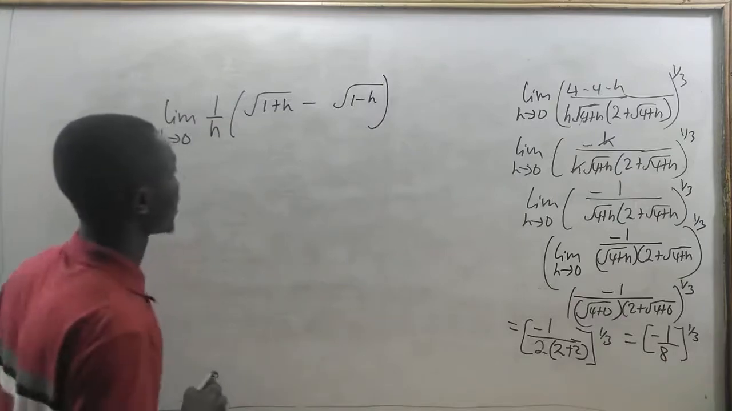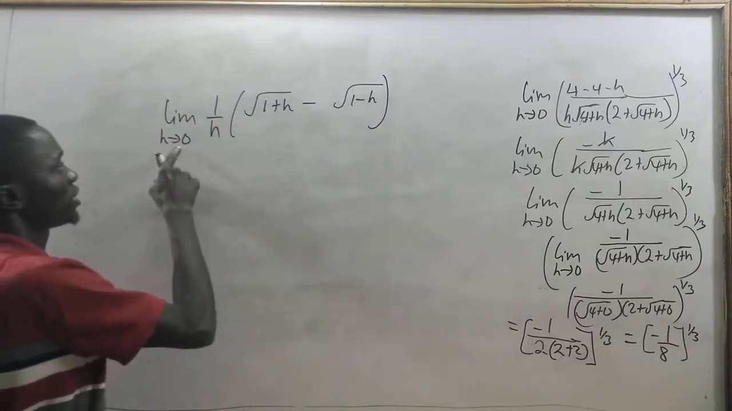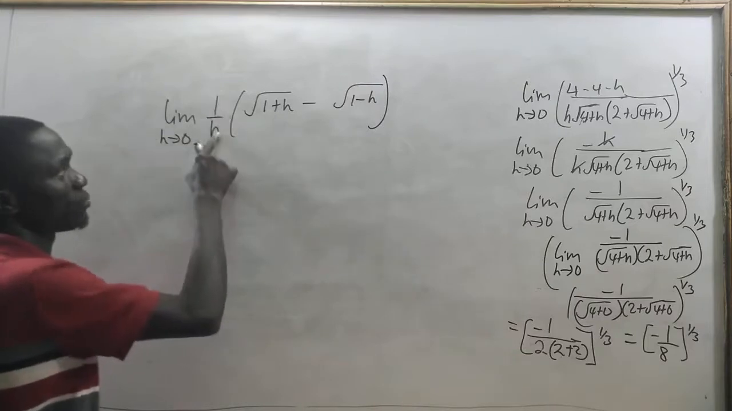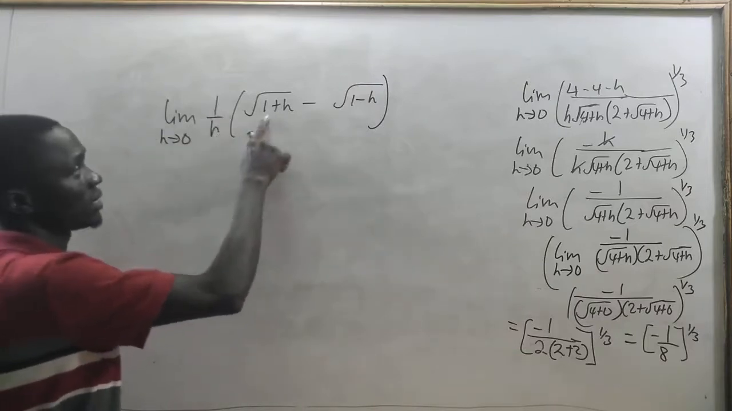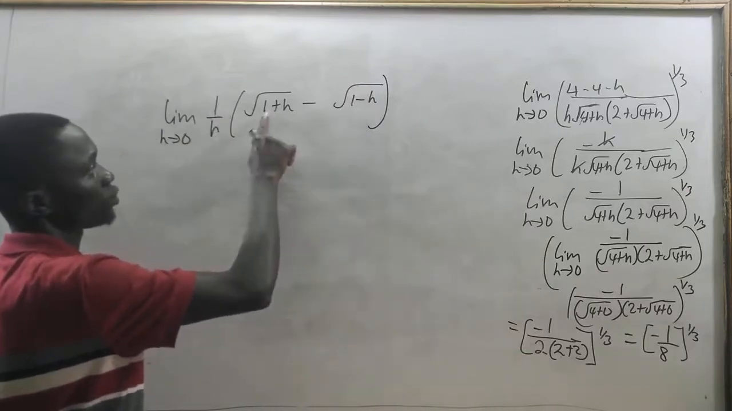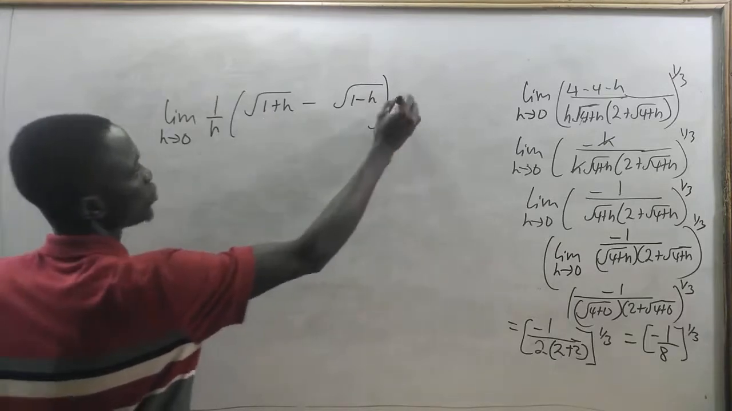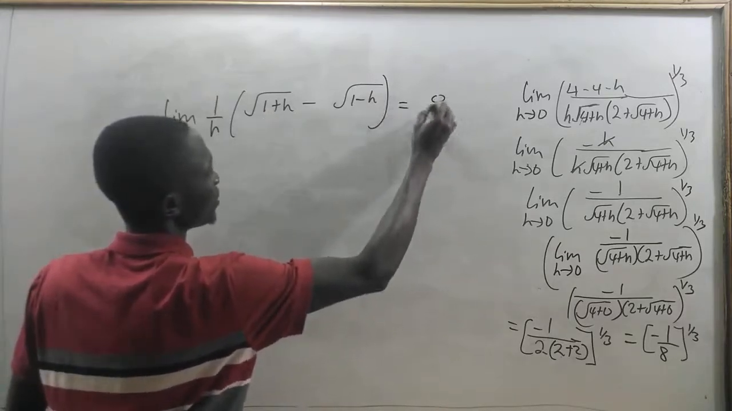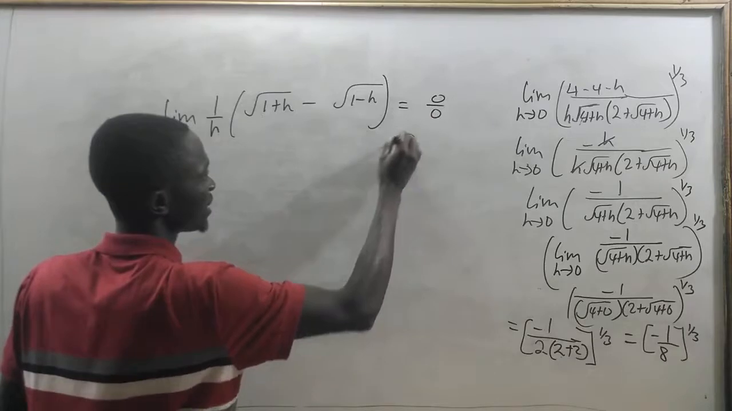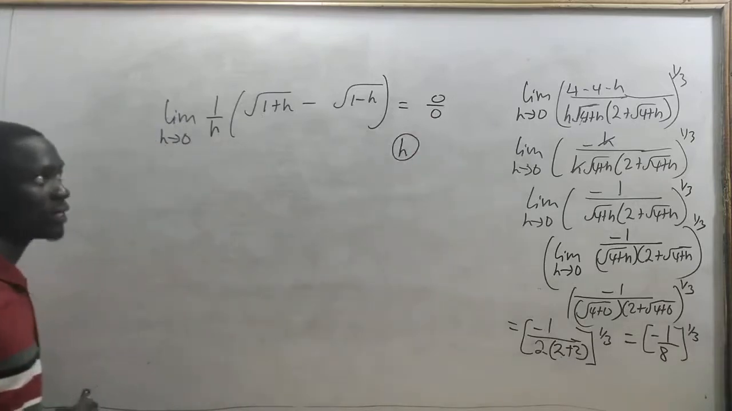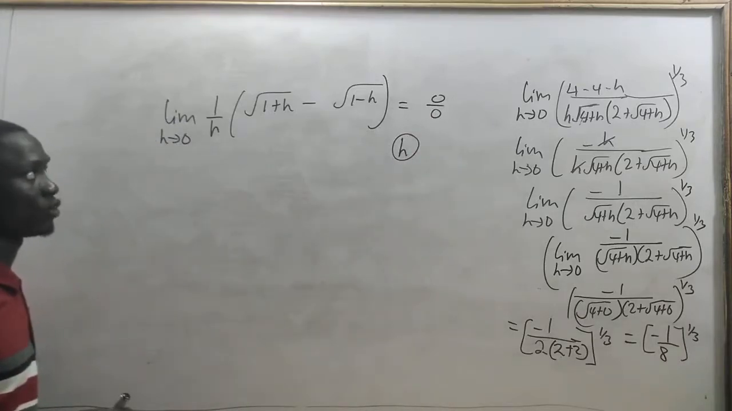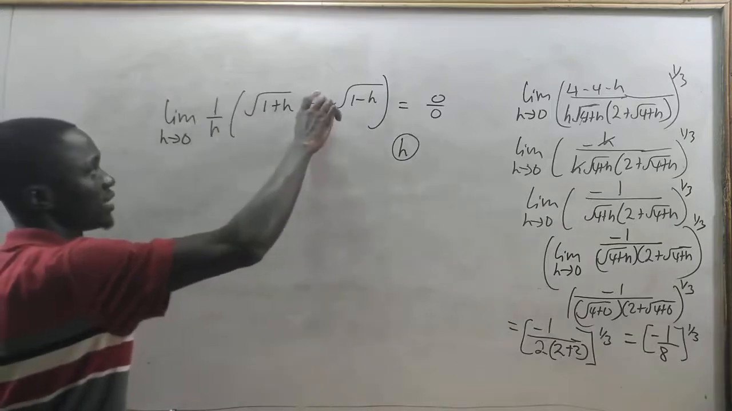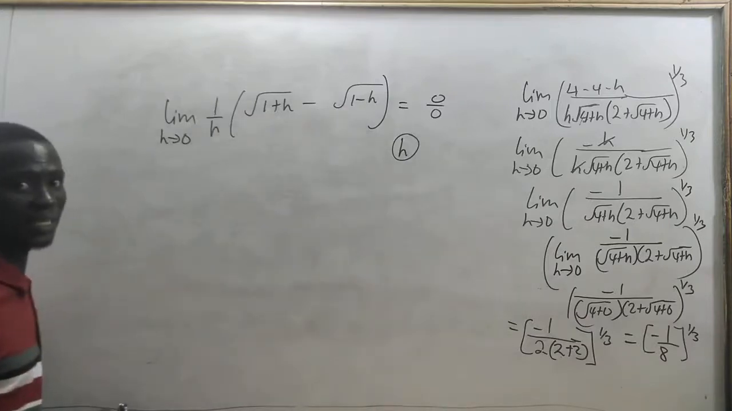Okay, let's try this one. Here, if we put in h equal to 0, we have 1 divided by 0, which is indeterminate, times this, and this will be 0 divided by 0. So here, it means that h is a common factor. So since h is a common factor, what do we do? There's no need sending this h inside. So let's rationalize what is inside.